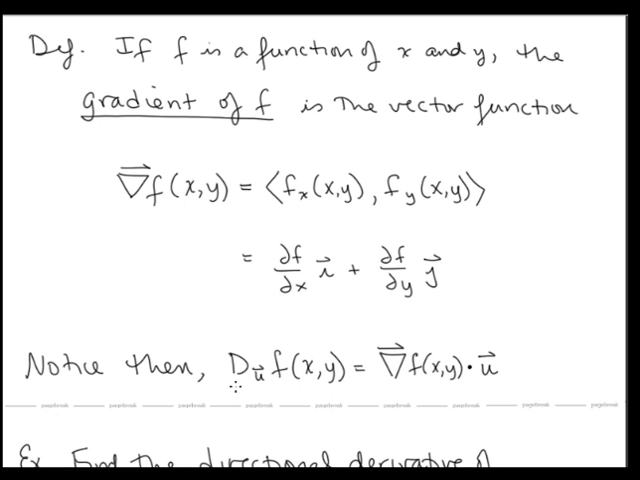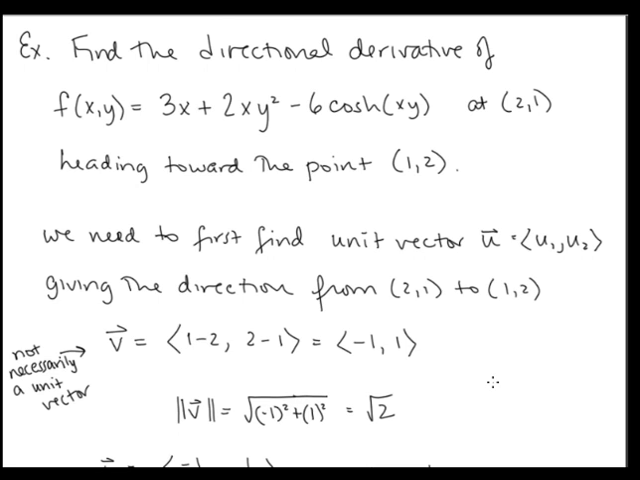Now then notice our directional derivative, which we said is the x partial times u1 plus the y partial times u2, that's going to be this gradient vector dotted with vector u. Now let's find the directional derivative of f of x, y equals 3x plus 2y squared minus 6 cosh of xy at 2, 1, heading toward the point 1, 2.